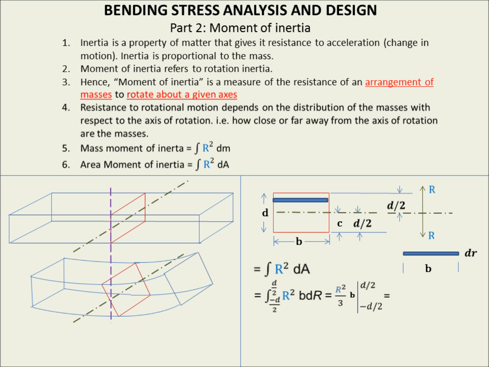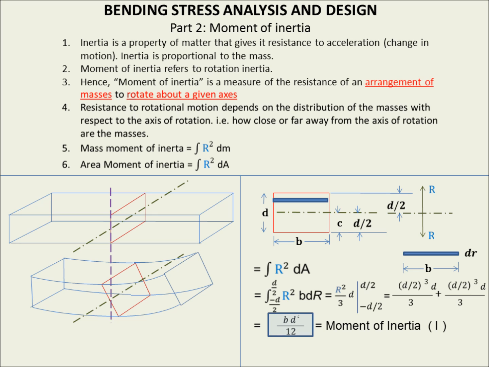Now, if we do the operation, no need to go through too much of the algebra here, but we will end up with bD cubed over 12, right? And that's the moment of inertia of a rectangular cross-section.